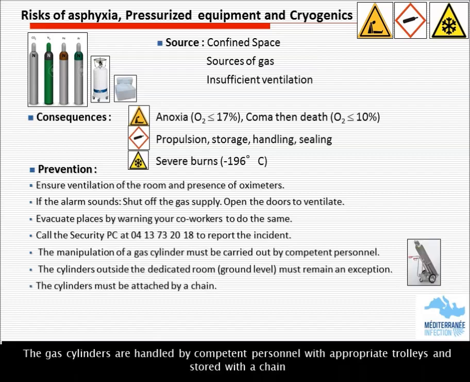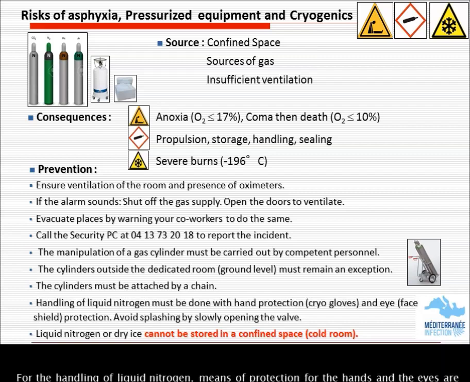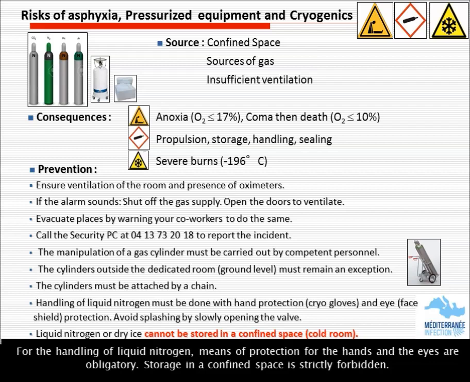The gas cylinders are handled by competent personnel with appropriate trolleys and stored with a chain. For the handling of liquid nitrogen, means of protection for the hands and the eyes are obligatory. Storage in a confined space is strictly forbidden.